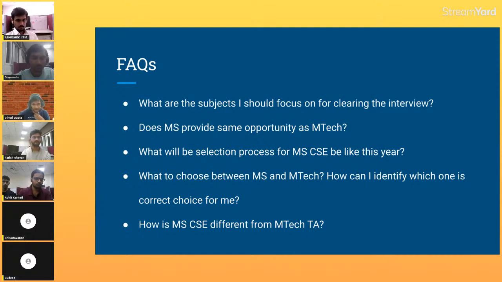Thanks, Rohit. So, on a similar line, the next question is, how is MS CSE different from MTech TA, MTech RA, MTech RAP kind of thing? So, I would like Harish to address this.